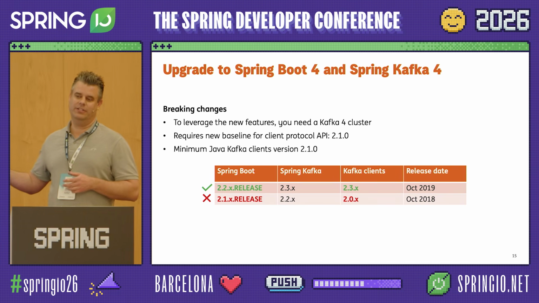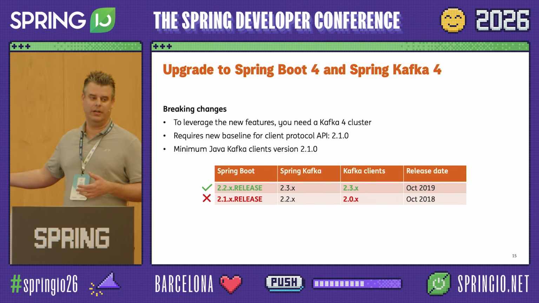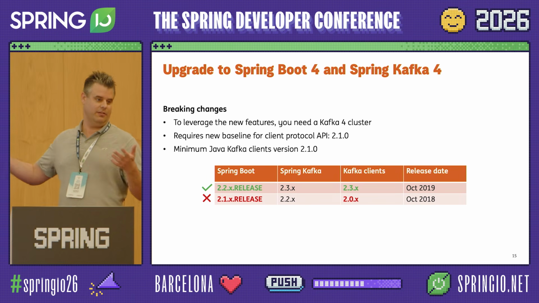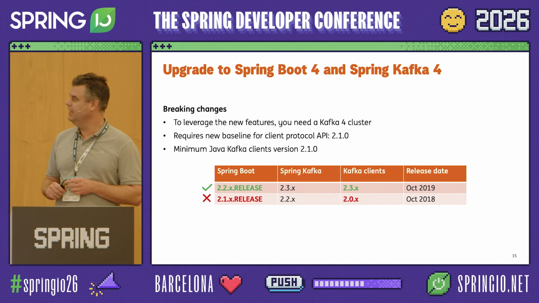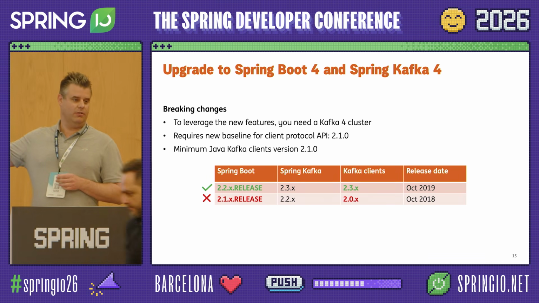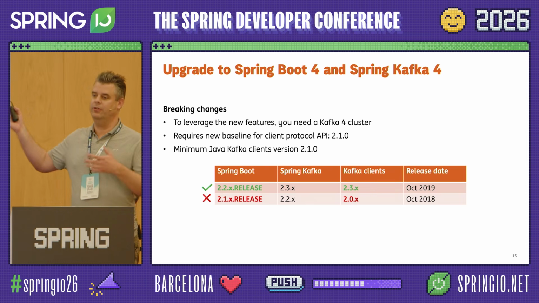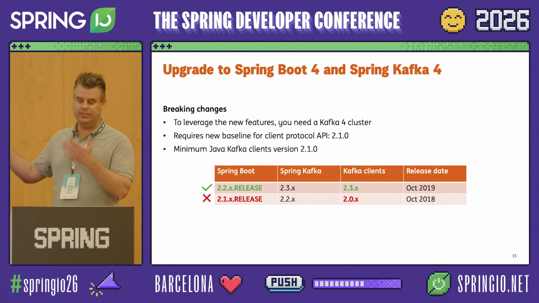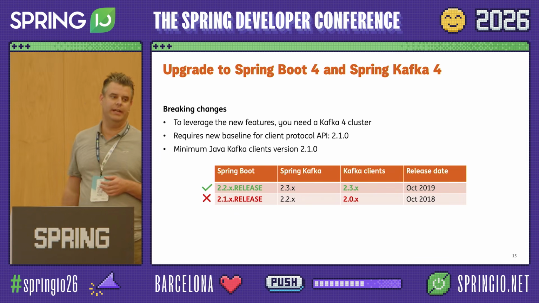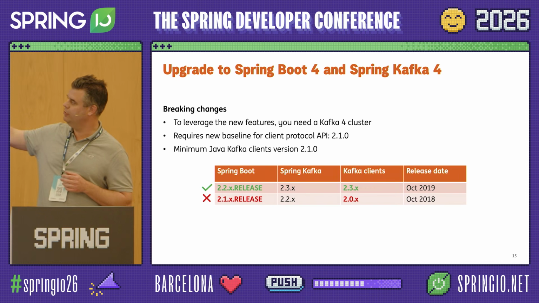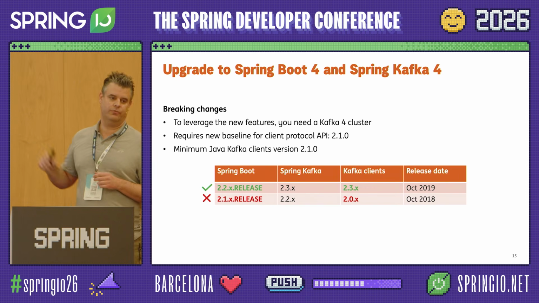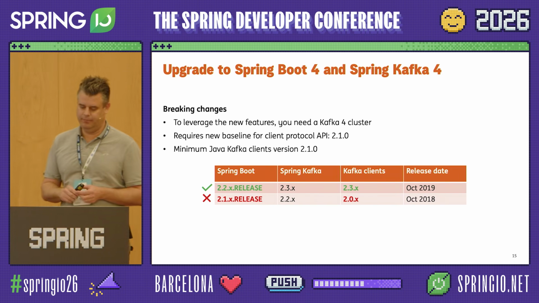There should, of course, be no reason to be on this version anymore. But it's also still impressive that with a new broker, Kafka 4.2, that's just been released, your application is still working. Of course, you cannot leverage the new features, but it's still there. But the minimum baseline for the client, and basically for Spring Boot and Spring Kafka, are those versions. So it's good to remember that.